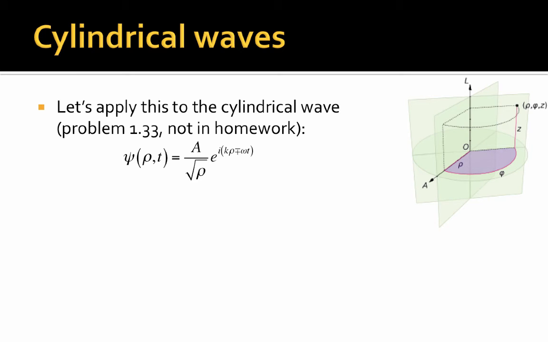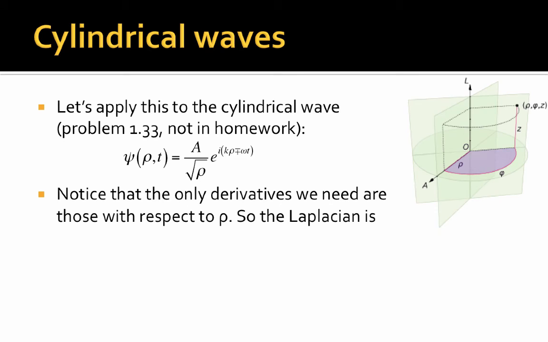So let's do an example here. This is a problem from the text, but it's not assigned in homework. Psi of rho and t equals A over root rho e to the i k rho minus or plus omega t. That's the function that we're dealing with. It's a cylindrical wave. It depends only on rho. And as we just said, the only derivatives we need are those with respect to rho, so the Laplacian gets a bit simpler. We'll go through the two terms of the Laplacian and then put them together and see if our wave as defined here really is a wave, if it satisfies the wave equation.